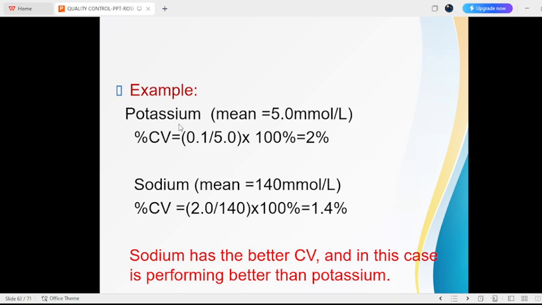For potassium, the calculated CV value is 2%, and for sodium, the calculated percentage is 1.4%. From this, it is clearly indicating that sodium has the better CV, and in this case it is performing better than potassium because its CV value is lower. So sodium has a better coefficient of variation.